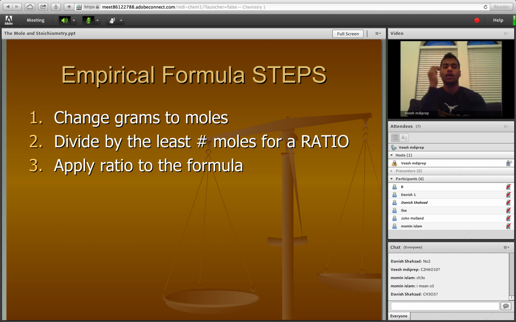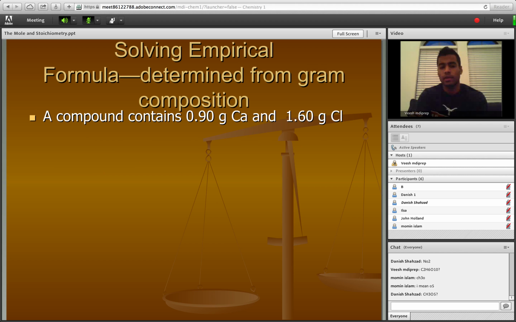All right, so in terms of the steps for an empirical formula question, they'll usually give you something in grams. You would convert that to moles, and you would divide by the least number of moles for the ratio, and then apply the ratio to the formula. I know if you just look at these steps, it's kind of confusing, but let's do an example problem, and that'll help a little bit.